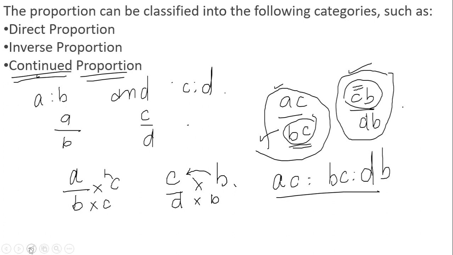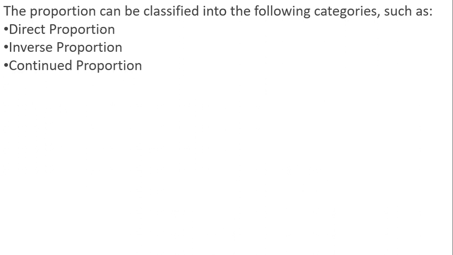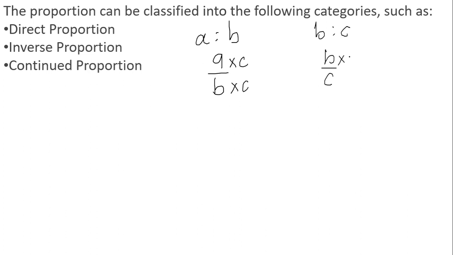Once again I'd like to elaborate on these things. If we have two ratios, one is A is to B, the second one is C is to D, this can be represented as A by B and this can be represented as C by D. We actually have to make the denominator same. To make the denominator same, I'll multiply here with C and here with C. And in the second ratio I'll multiply the numerator and the denominator with B.